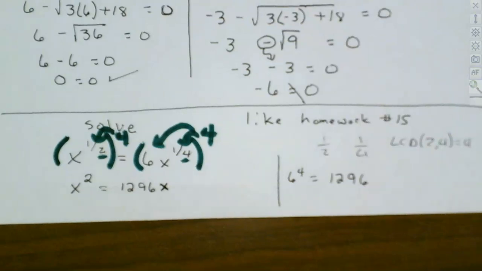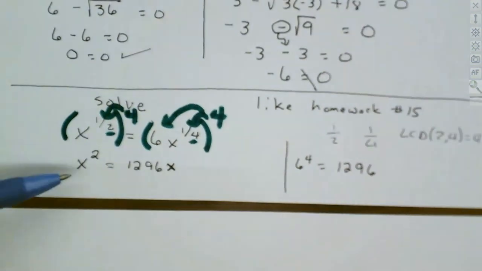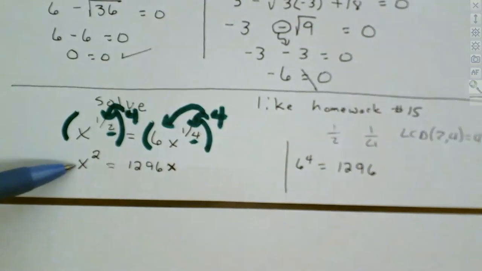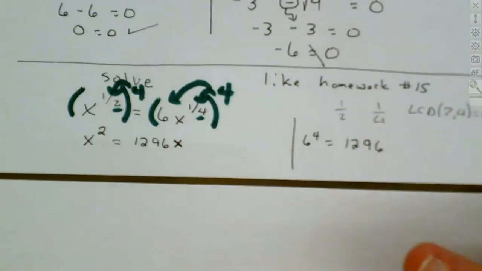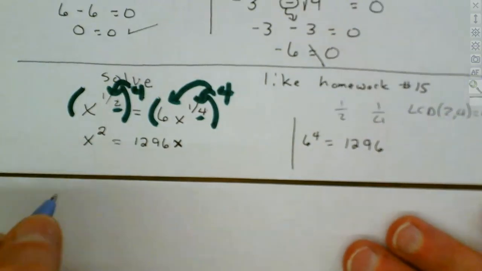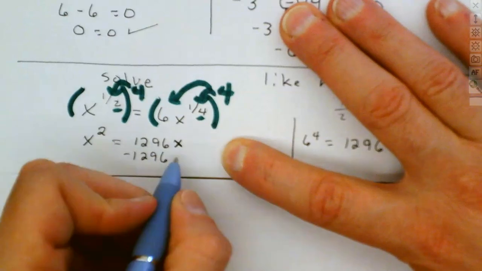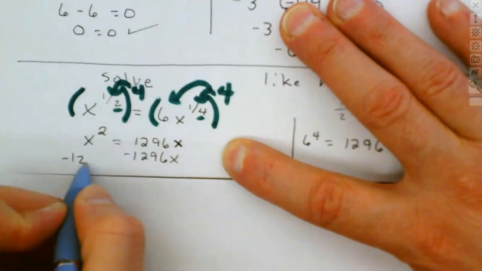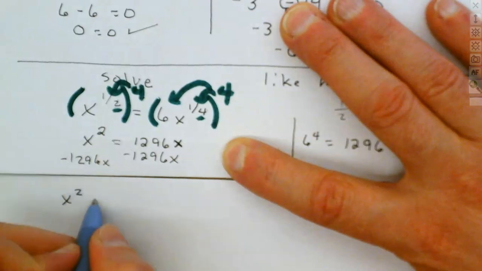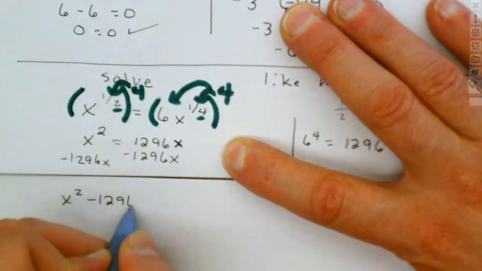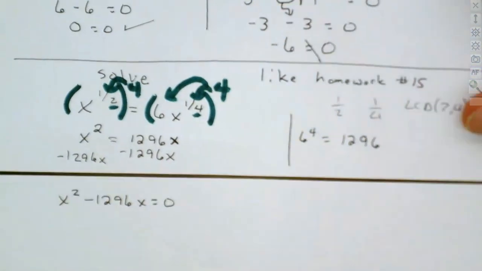How would we handle this equation? We would go ahead and set this equal now to 0. And then we can factor, and we'll be done. There's not much to it. So go ahead and move that 1296x over. And now we've got x squared minus 1296x, and that equals 0.